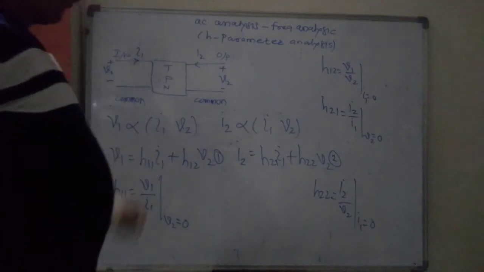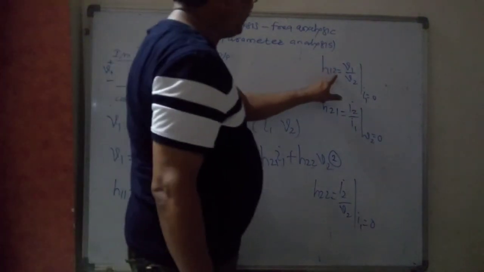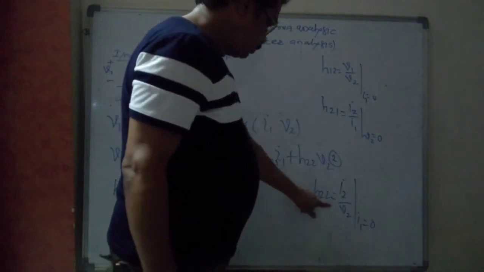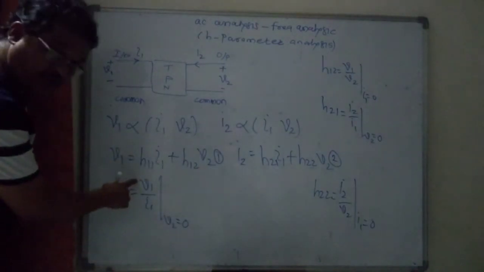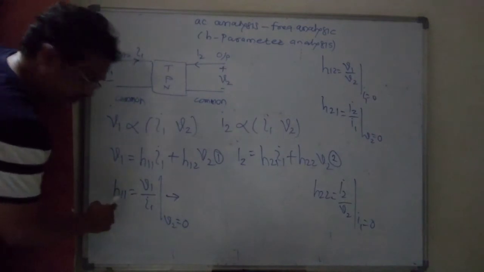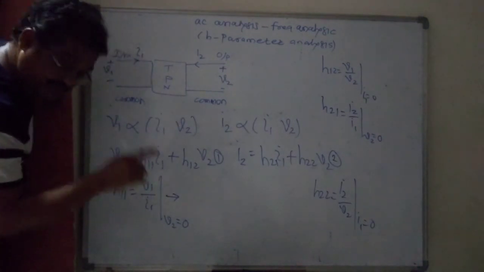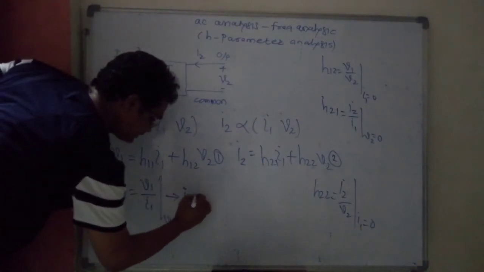H11, V1 upon I1; H12, V1 upon V2; H21, I2 upon I1; H22, I2 upon V2. Right? So their names: input voltage upon input current. Voltage upon current is resistance. So H11 is known as input voltage upon input current. Voltage upon current is resistance, but it is input voltage upon input current, so it is input resistance.